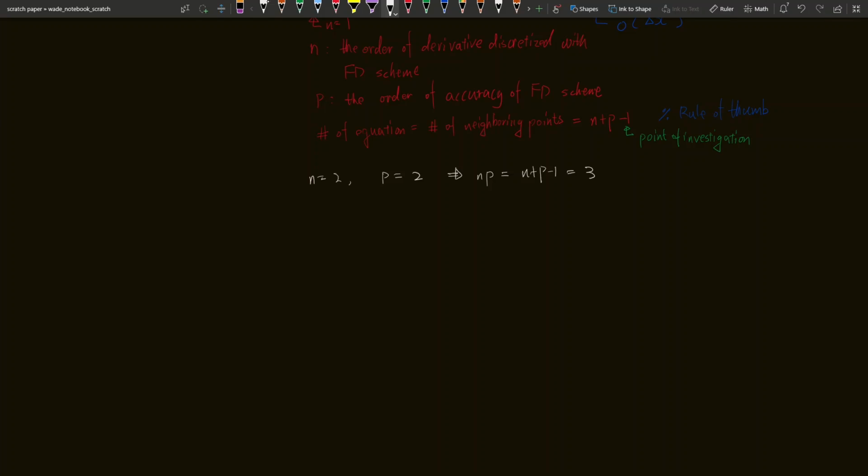So we will investigate the problem from p equals 1 first. So try p equals 1. So it's a first order accurate FD scheme. So what we have is that the neighboring points equal 2 plus 1 minus 1, which is 2. So okay, we just need two neighboring points. Like this. Here the point is I, here is J and K. We have the spatial distance delta x, and delta x uniformly discretizes space.